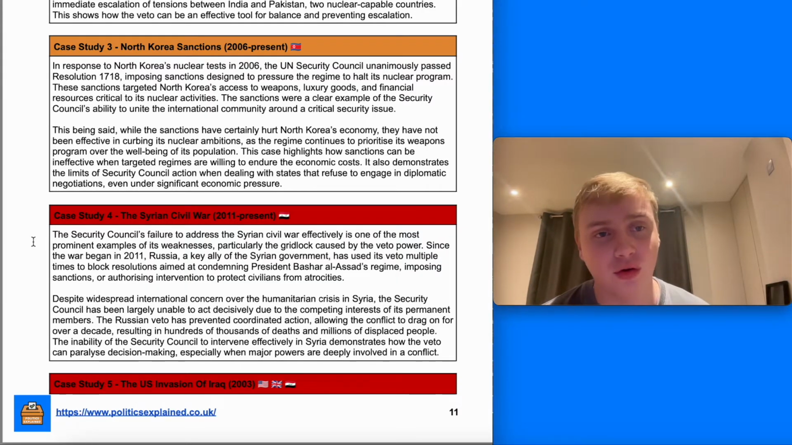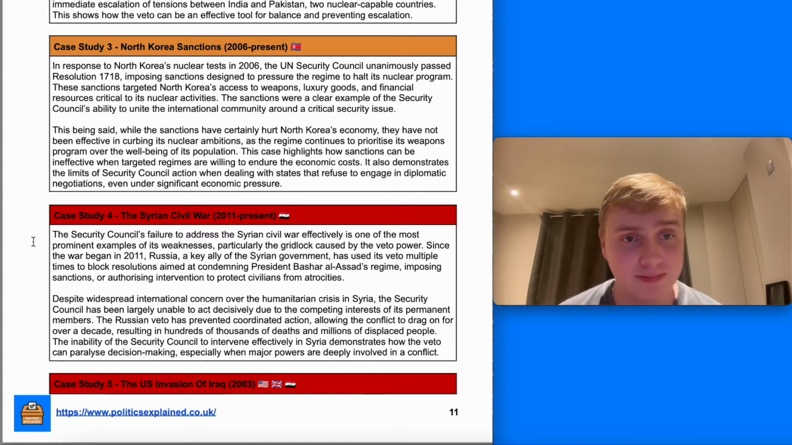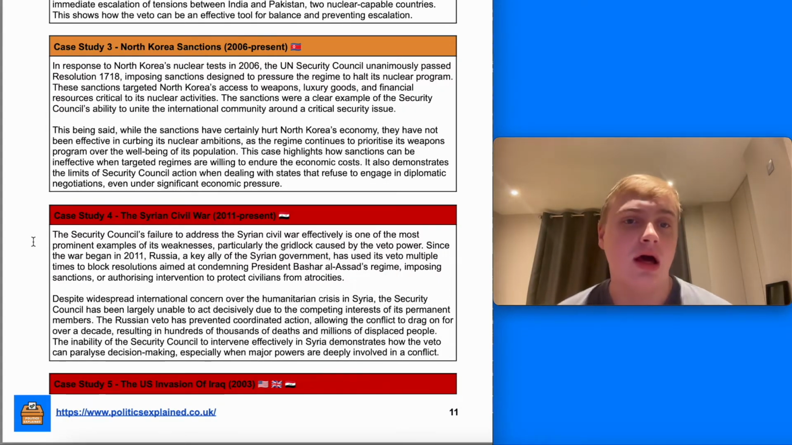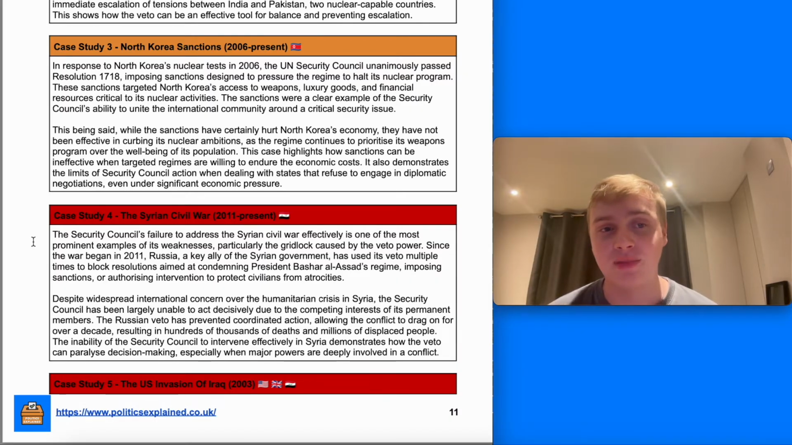North Korea in 2006 had started its nuclear program, and sanctions were placed, agreed on by all of the P5 members of the UN Security Council, that targeted North Korea's access to weapons, luxury goods, and financial resources critical to its nuclear activities. They're a clear example. On the one hand, they're good because the Security Council united around a critical issue that was a threat to international peace and security. This being said, they haven't been really successful. They have hurt North Korea's economy, but as with a lot of sanctions, they haven't stopped it doing what it wanted, haven't curbed its nuclear ambitions, as the regime under Kim Jong-un continues to prioritise its weapons program over the well-being of its population.